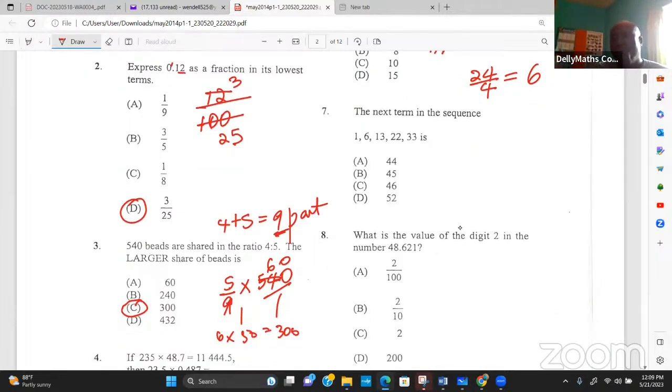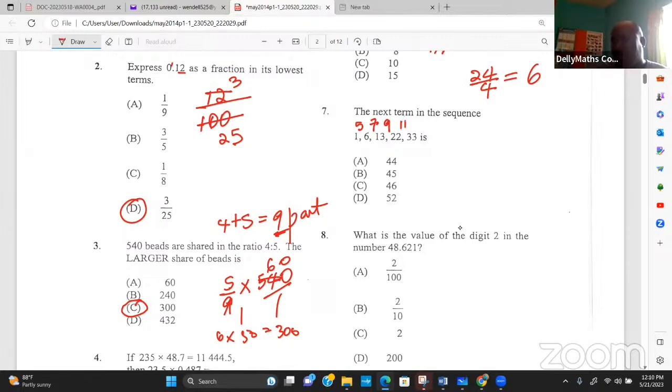All right. What is the next term in the sequence here? 1, 6, 13, 22, 33. What I'll do a lot of times with a sequence is try to see the difference between consecutive numbers. So what's the difference between 1 and 6? That's a 5. What's the difference between 6 and 13? That's 7. What's the difference between 13 and 22? That's 9. What's the difference between 22 and 33?